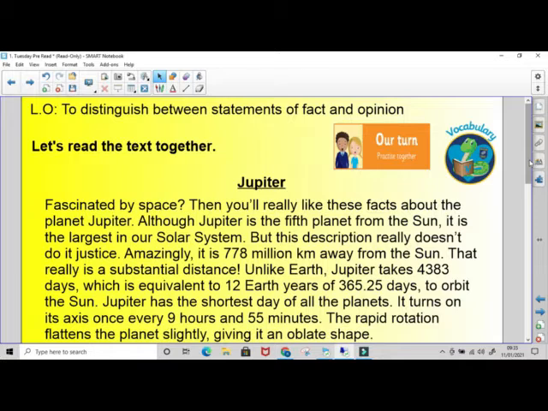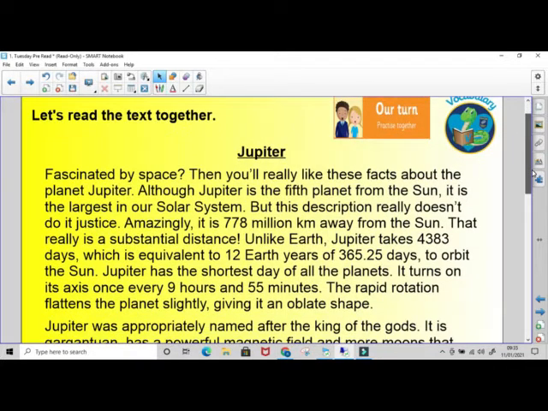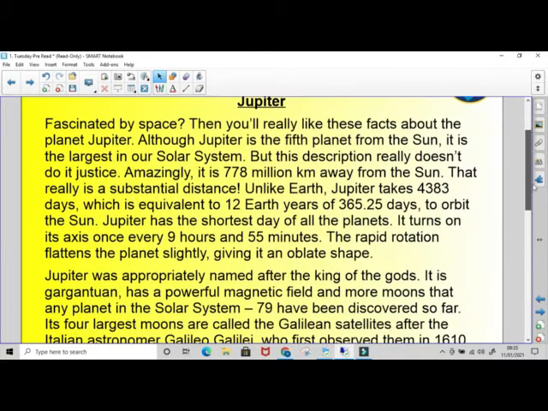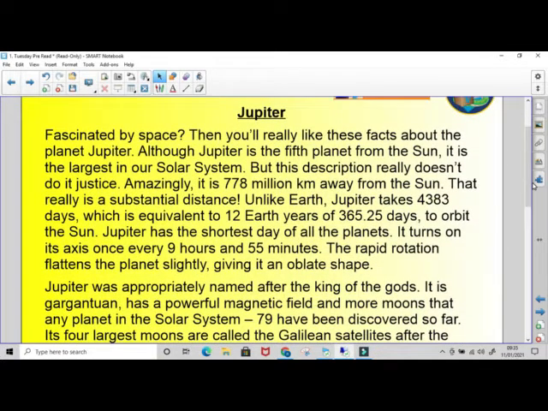Okay, right, Jupiter. So I'm going to read it to you. It's 3 short paragraphs. Okay, you might learn something new about Jupiter as we do this as well. So, Jupiter, fascinated by space? Then you'll really like these facts about the planet Jupiter. Although Jupiter is the 5th planet from the Sun, it is the largest in our solar system. But this description really doesn't do it justice. Amazingly, it is 778 million kilometers away from the Sun. That really is a substantial distance.